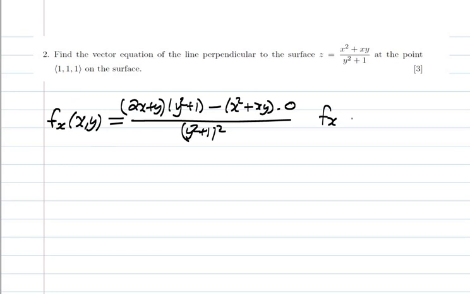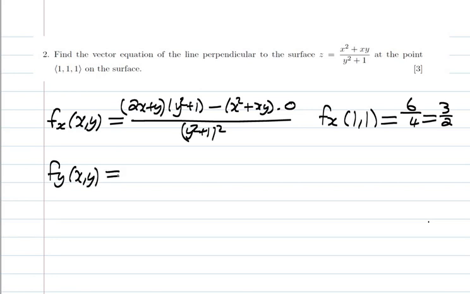And if you now plug in the point (1,1), I'm going to leave it for you to verify, you get 6 over 4, which you can simplify to 3 over 2. Likewise, you need f partial y. Again, because f is a fraction, you need the quotient rule.